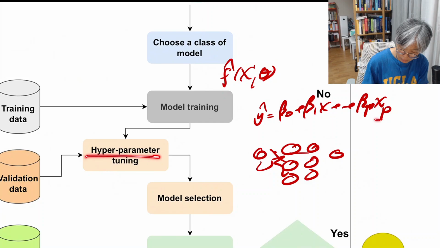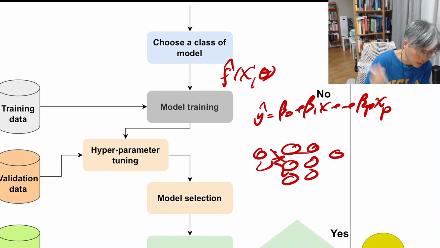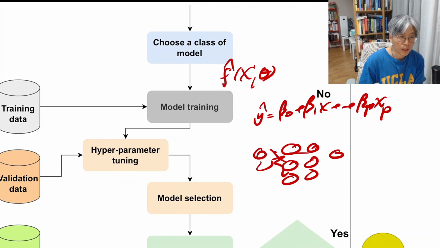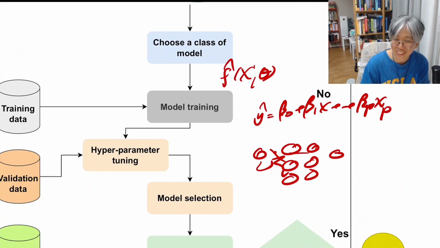That is a hyperparameter. For a neural network, you have to pick how many hidden layers and how many neurons in each layer. These are hyperparameters that need to be determined. And of course, a set of hyperparameters also relates to the model complexity.